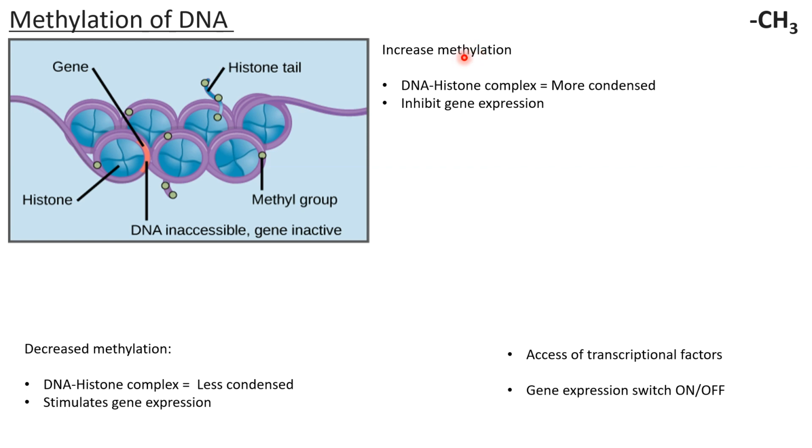Adding the methyl group to the DNA is called methylation. Increased methylation: lots of them are added to the DNA. It makes the complex more condensed, very, very tight. If it's tight, transcription factors don't have access to the DNA, so therefore the gene is not expressed, switched off. The opposite happens with decreased methylation. If you remove those methyl groups from the DNA, it makes the complex less condensed, meaning looser, which means transcription factors have access to those genes and it will be stimulated. It's going to be expressed. So that's decreased methylation.